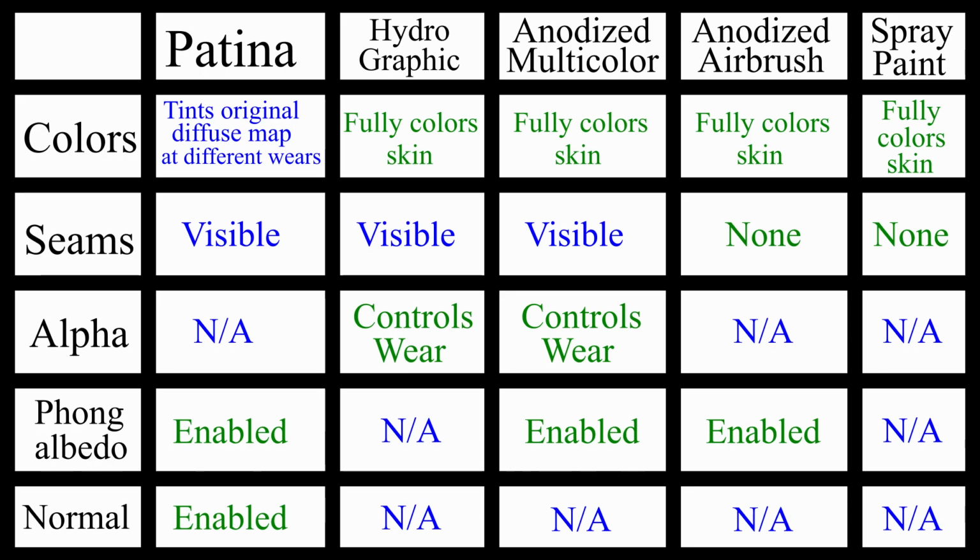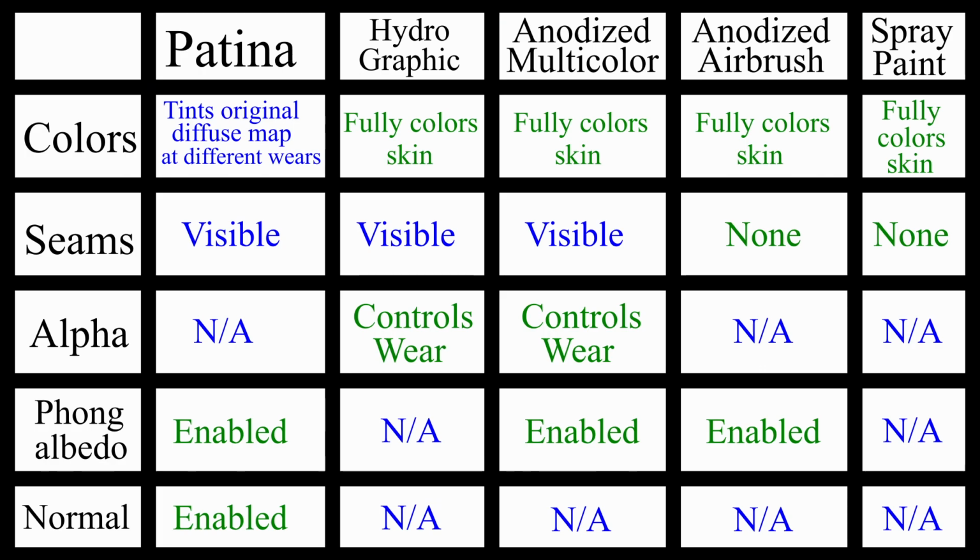Another difference that we can see is the alpha channel. As we know, in custom paint job and gunsmith, the alpha channel controls how fast the skin wears. This application of the alpha channel is also shared with these two types. Next is the Phong albedo boost. This value is relevant to the patina and the anodized multicolored and airbrush styles. This value can make the skin look metallic by making it more shiny, depending on how high the value is.